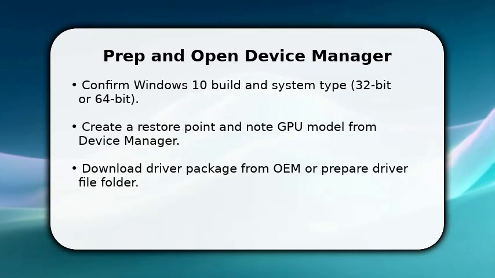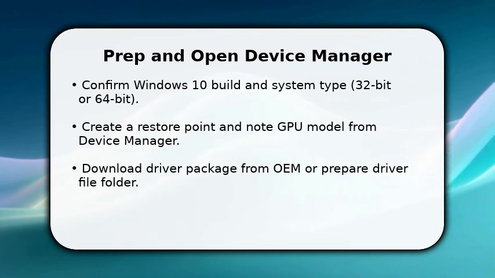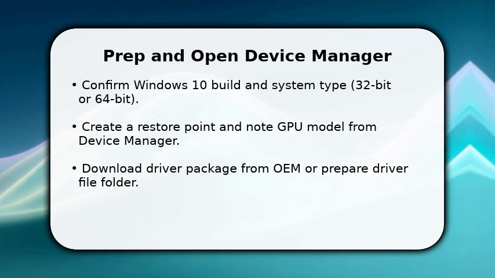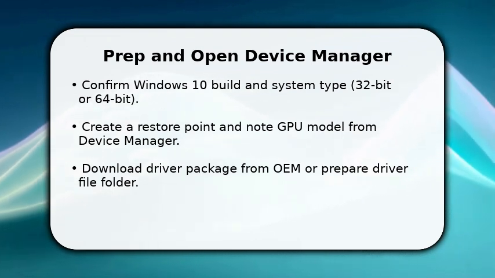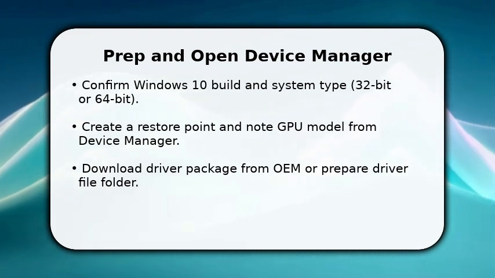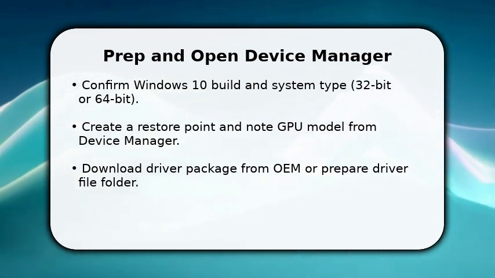You start by opening Device Manager and locating Display Adapters. This is where you control VGA drivers. Once done, check the adapter name and Windows system type so you download the matching driver. Make a restore point now so you can roll back if needed.